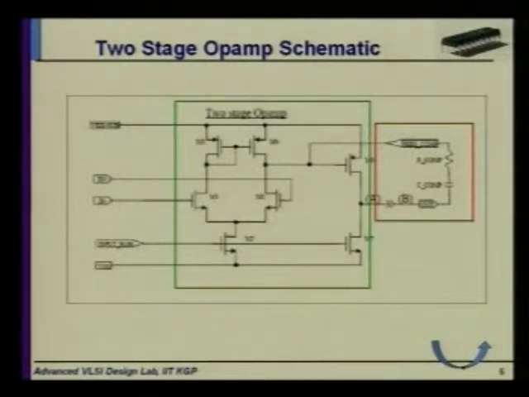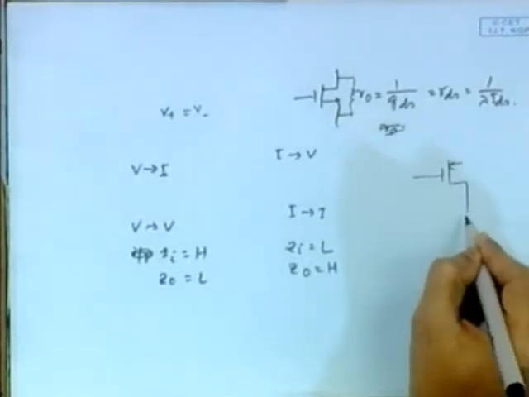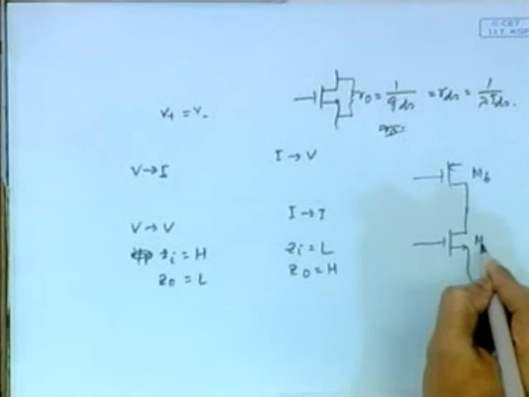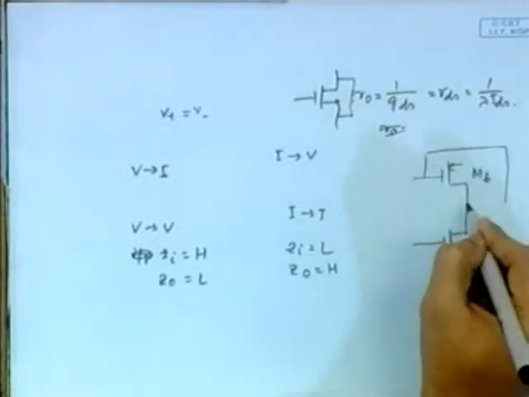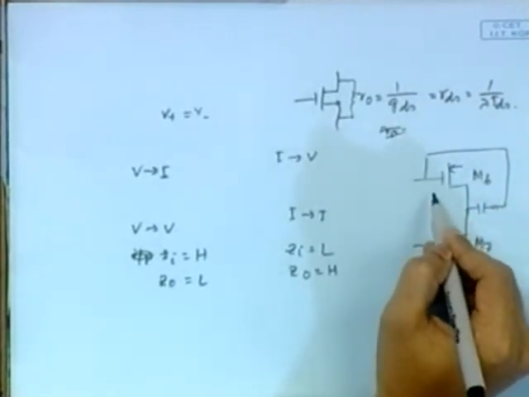From the schematic you can easily calculate the gain of the first stage. What is the first stage gain? The first stage gain is minus gm1 times (ro2 parallel ro4). And what is the second stage gain? The second stage means this portion, M6 and M7, which are connected like this.